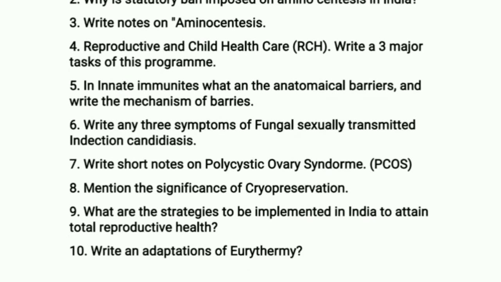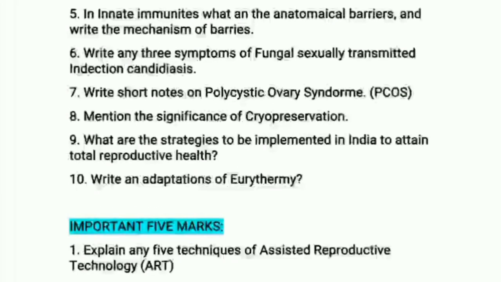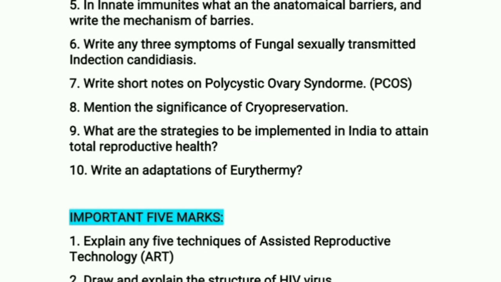In innate immunity, what are the anatomical barriers? Write the mechanism of the barriers. Write 3 symptoms of the fungal sexually transmitted infection candidiasis. Write short notes on polycystic ovary syndrome, PCOS. Mention the significance of cryopreservation.